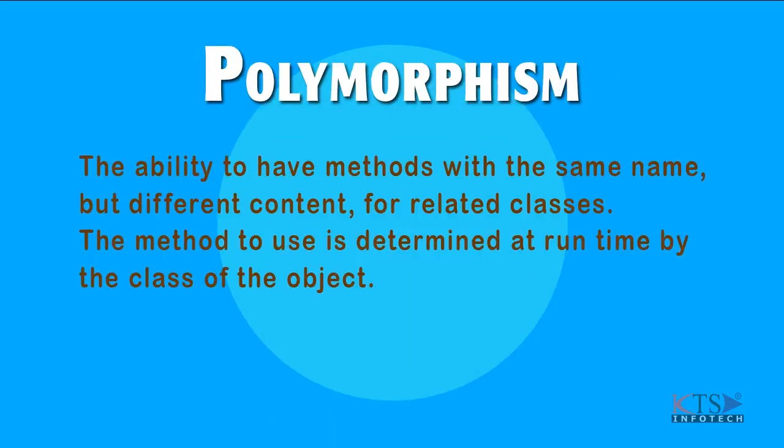Polymorphism. The ability to have methods with the same name but different content for related classes. The method to use is determined at runtime by the class of the object.